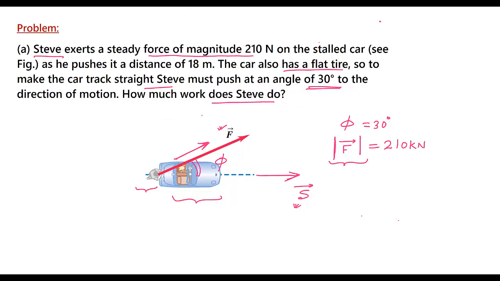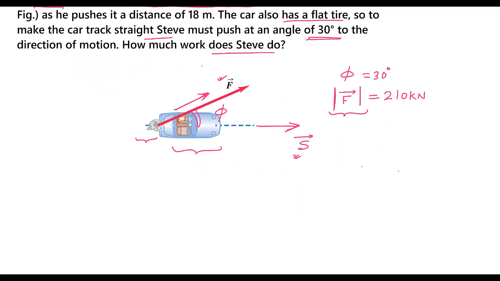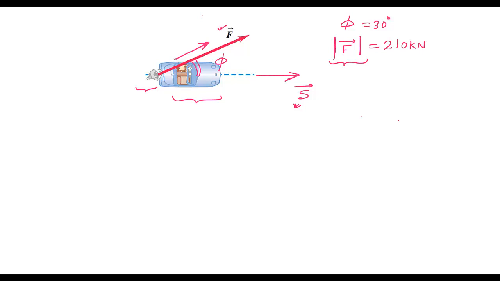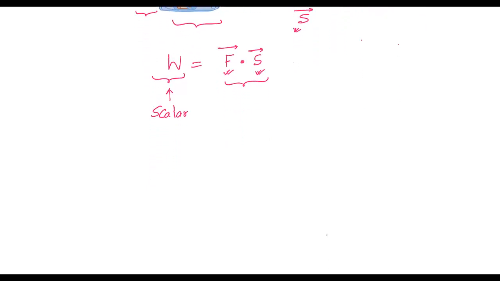So how will you calculate this? If you remember, work done is given by force dot displacement. So work is equal to F dot S. F is the force vector and S is the displacement vector, and this is the dot product. F is a vector quantity and displacement is also a vector quantity, but if you take the dot product of these two, work done is basically a scalar quantity. So work done is a scalar quantity. We can use this formula to calculate work done in this case.